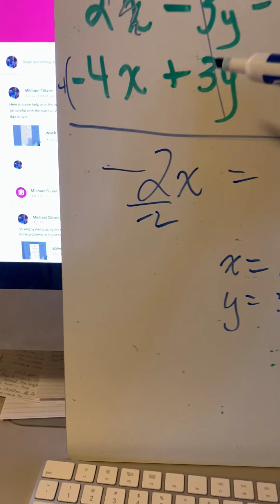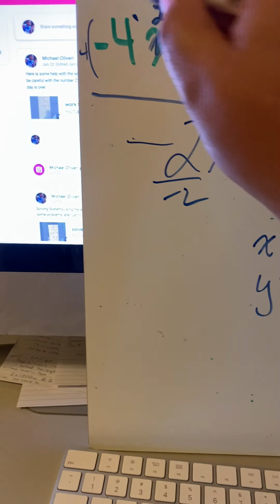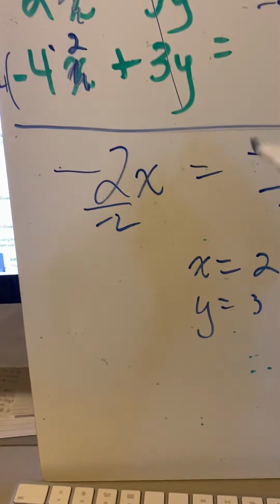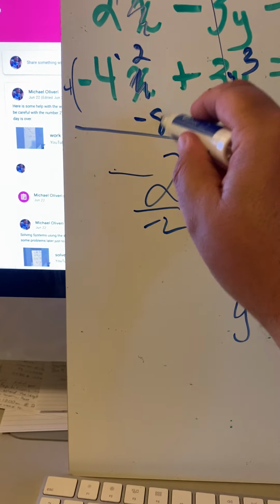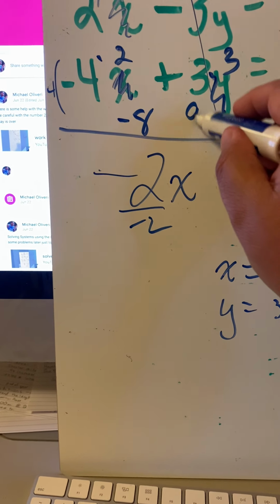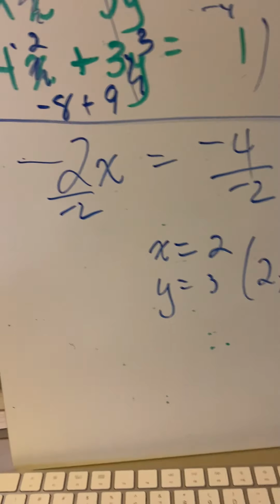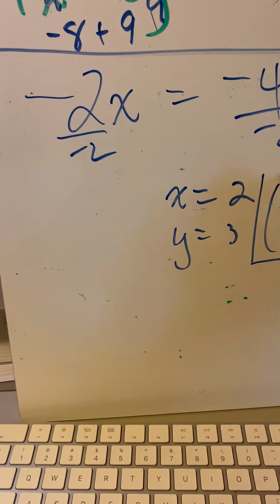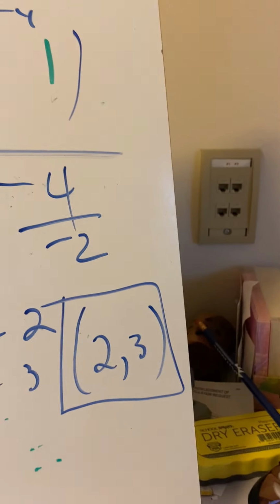So let's go up to the other equation. Change the x into a 2. Change the y into a 3. -4 times 2 is -8. 3 times 3 is 9. -8 plus 9 makes a +1. It did work. So your solution to this problem is 2, 3.